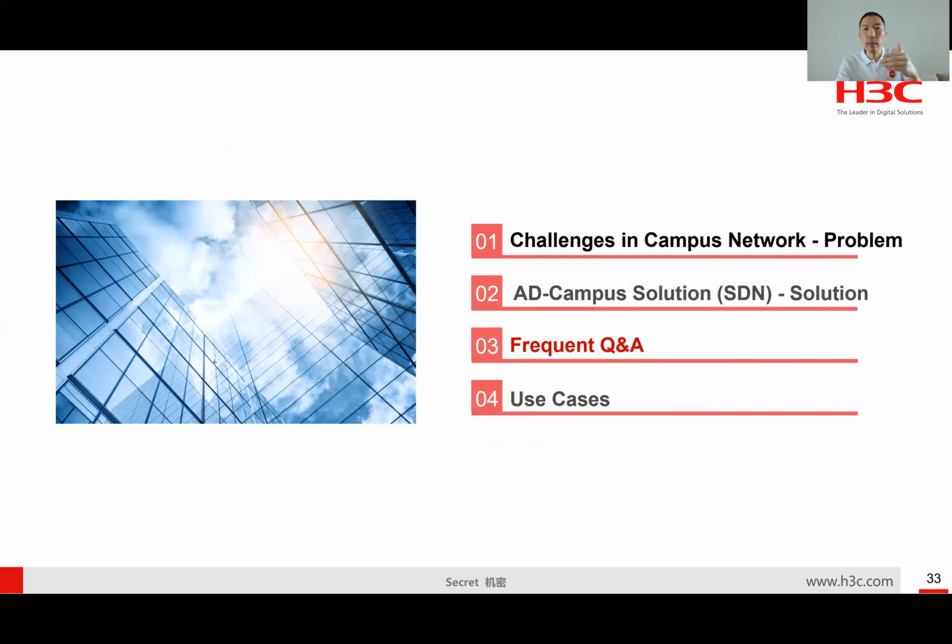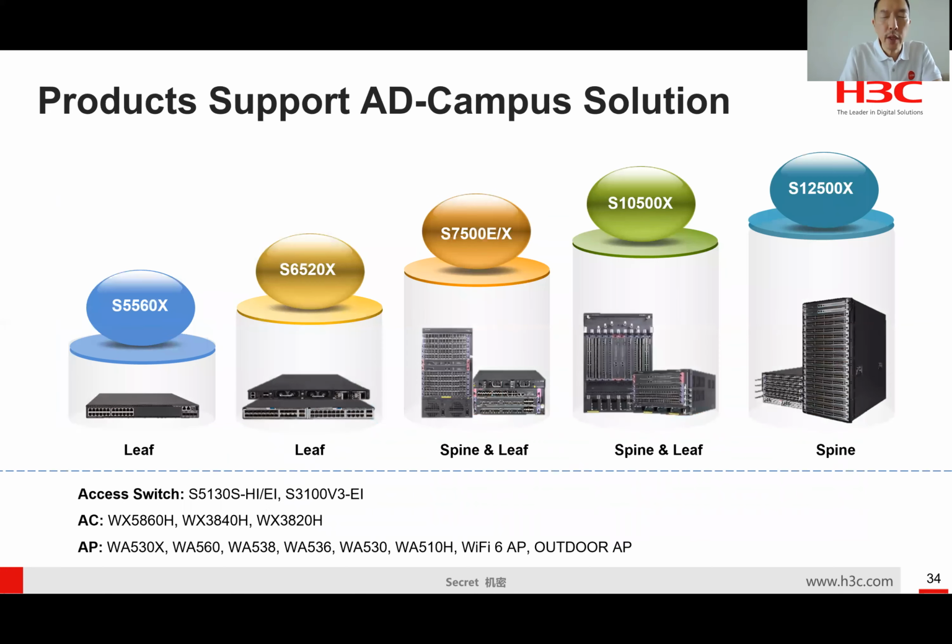So right now we have talked about the problem, the solutions, and how our technology helps. I'm going to go through some frequent Q&A very quickly. First of all, the first question is, what are we selling? What are the network components? Normally you can search these products on the H3C website, and you can see some of the model numbers.